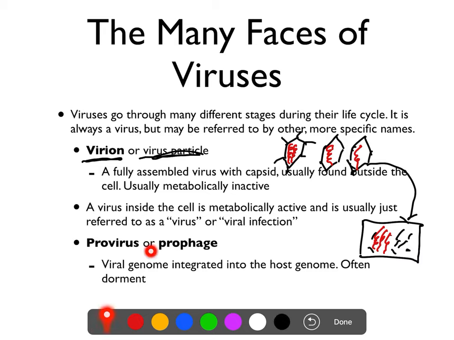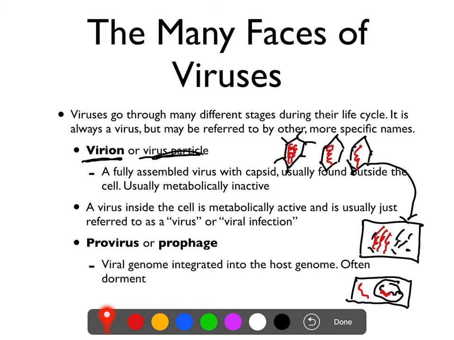A provirus or prophage is what happens when viral DNA gets integrated into the host genome. So say we've got a cell here, and say that this cell has some DNA in it, and this cell gets infected with a virus, and that virus splices its DNA into a portion of the cell's DNA. So now the virus is a part of the cell's genome. In this case, we would call it a provirus.